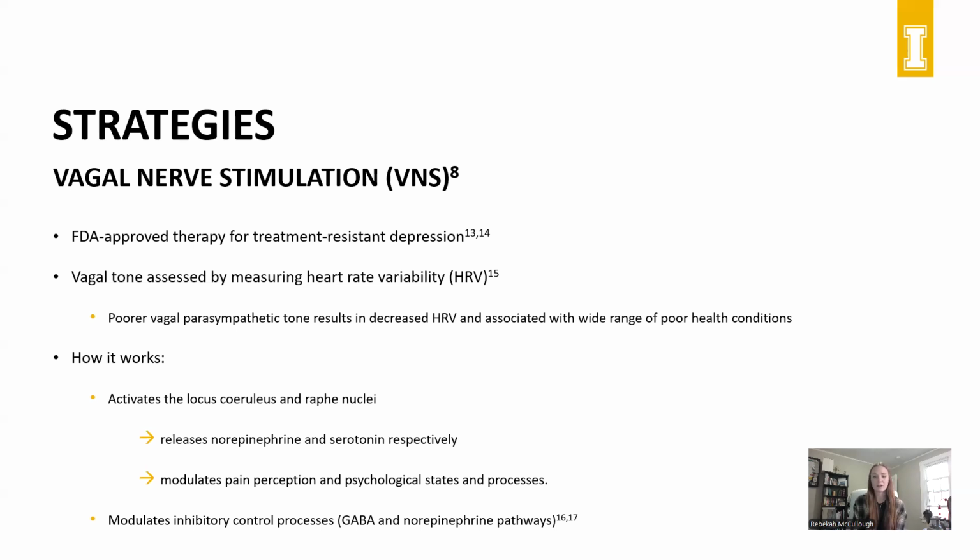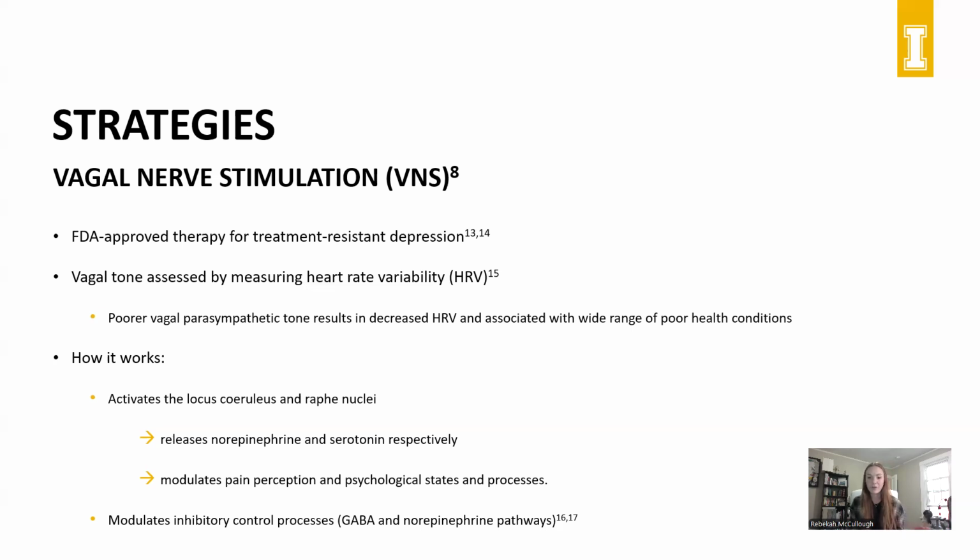to that vagal tone. So poor vagal parasympathetic tone results in decreased heart rate variability, and it's associated with a wide range of poor health conditions. So we want that increased parasympathetic tone and increased heart rate variability. So vagal nerve stimulation works by activating the locus coeruleus, which is going to release norepinephrine, and then the raphe nuclei, which is going to release serotonin. We've talked about these descending pain pathways a little bit in previous presentations.